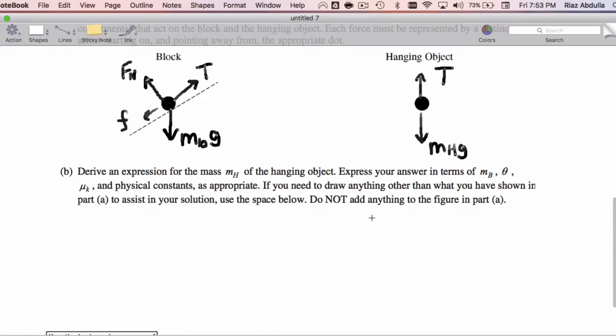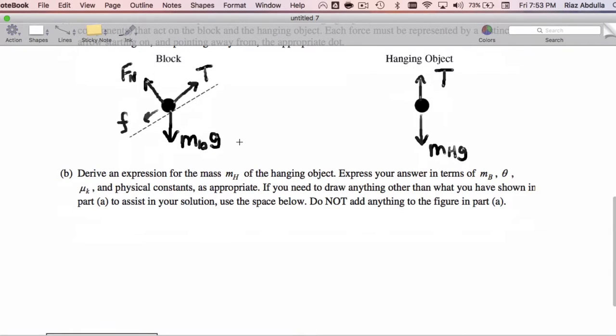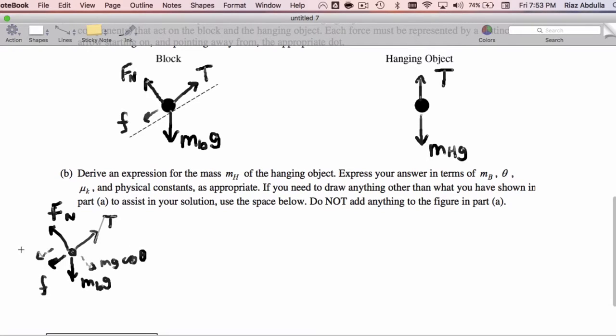It says do not add anything to the figure in part A. That's really annoying because I think you all know what's going on. Right here, I need to set up sine and cosine components because I'm on an inclined plane. So what I'm going to have to do with this annoying thing to make the AP happy is draw a new free body diagram. So I'm going to have MBG, I'll have tension, I'll have the friction, and sorry, that's the normal force. And then I have the friction going this way. This is exactly why I had you memorize this proof. So this is mg cos theta, and then I'll have mg sine theta here.